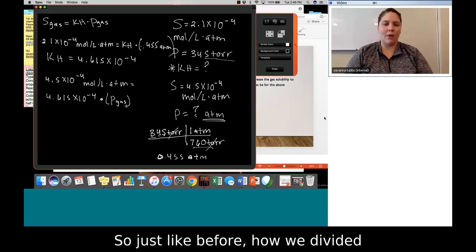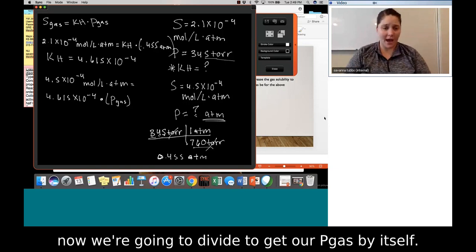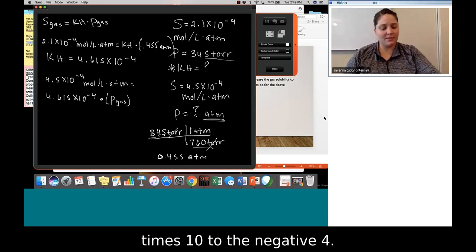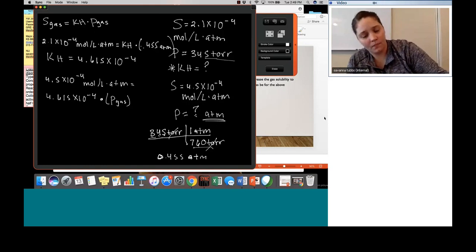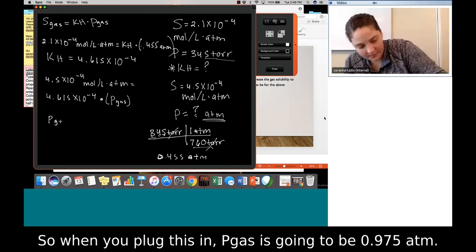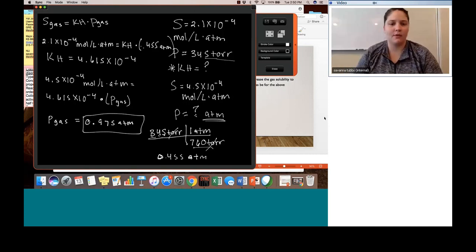So just like before, how we divided to be able to get our KH by itself, now we're going to divide to get our P gas by itself. So you'll do 4.5 times 10 to the negative 4 divided by 4.615 times 10 to the negative 4, and that will get your P gas by itself. So when you plug this in, P gas is going to be 0.975 ATM. And that would be our answer.